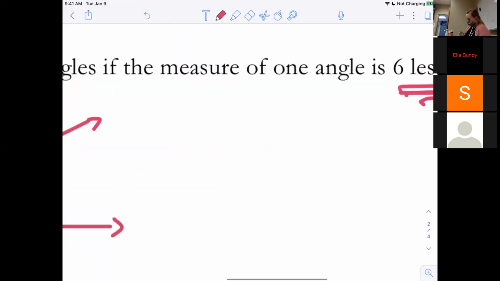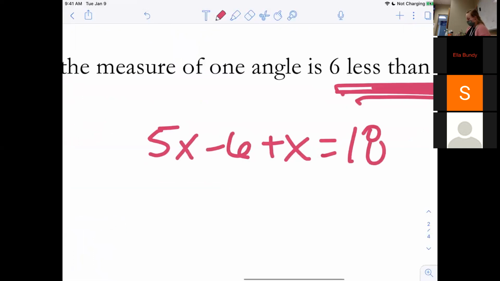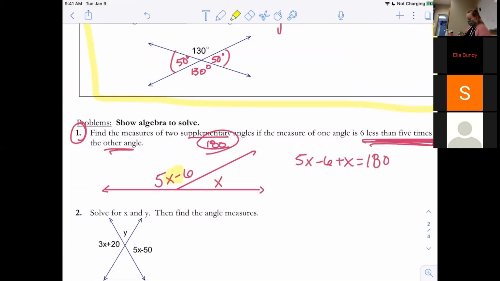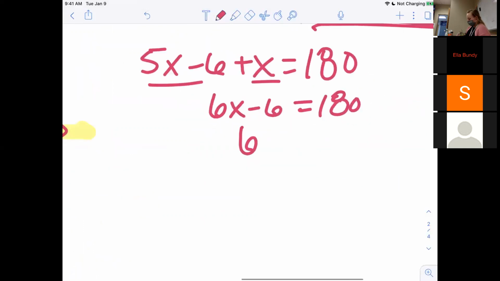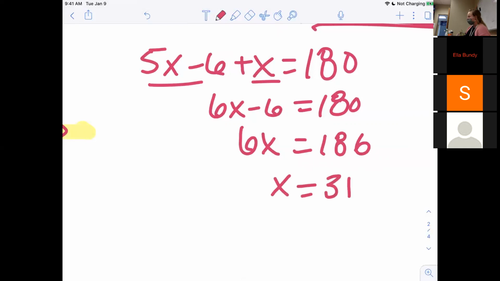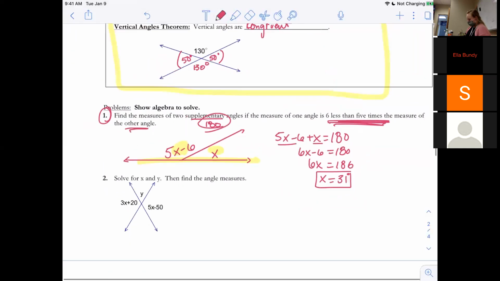Perfect, Kate. 5x minus 6 plus x equals 180. The 2 small angles add to be the whole angle. So I'm going to combine like terms. 5x plus x is 6x minus 6 equals 180. Add 6 to both sides. 6x equals 186. Divide by 6. x equals 31. All right, and then that's asking us to plug in, but I don't want to plug in right now. We can find those angles later.